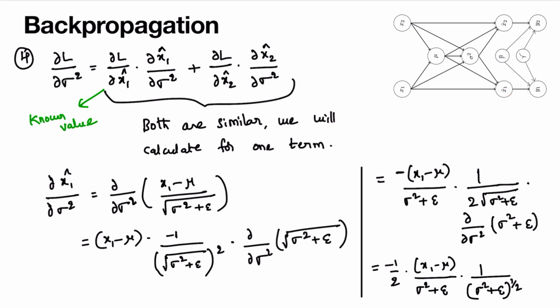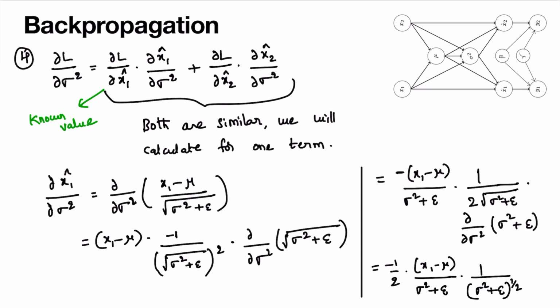If I see, loss doesn't directly depend on variance. It depends on x1 cap and x1 cap depends on sigma square. So it is going through 2 branches, that is why there is this plus symbol here for both the branches. These terms we know with respect to x1 cap, and at the same time with respect to x2 cap we know these values. Now we need to calculate this one. These two are similar terms, so once we calculate for x1 cap, the x2 cap value will also be similar. So I am calculating with respect to x1 cap.